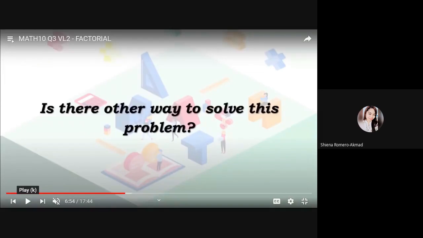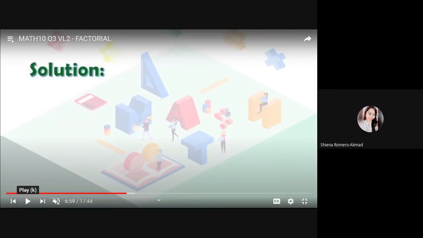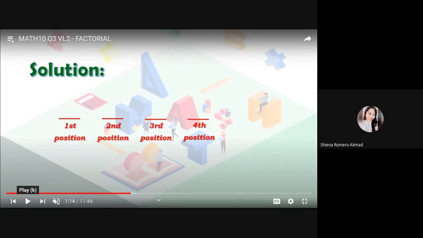And now, of course, sa math, ang goal natin is for us to have a simpler way of getting the answer in the given situation. So, of course, there is another way. And that is for you to look at the pattern. Pattern ng ano? Of course, pattern ng pagpili ng tao in each position.